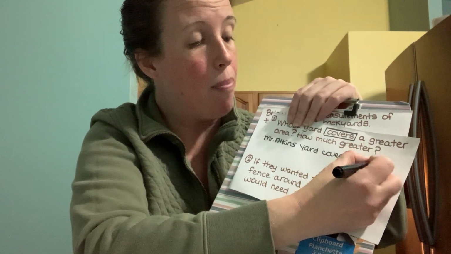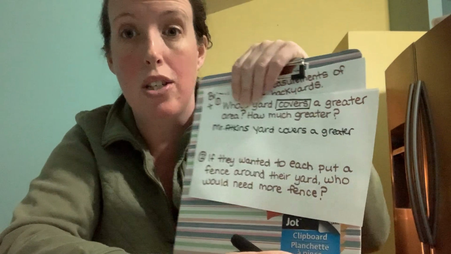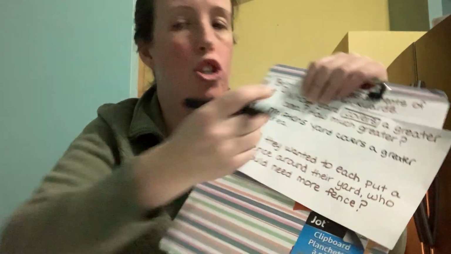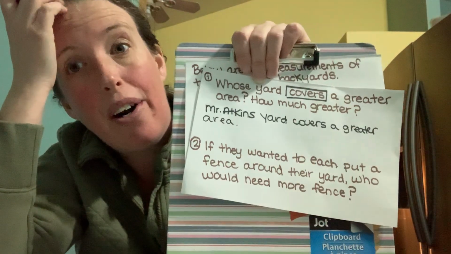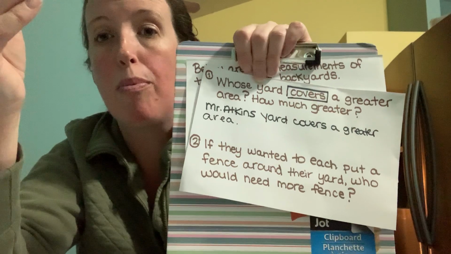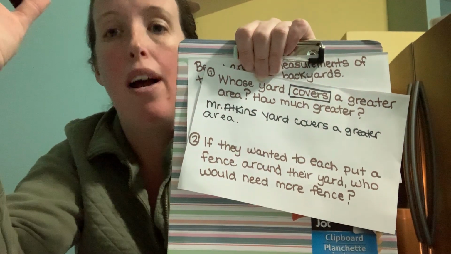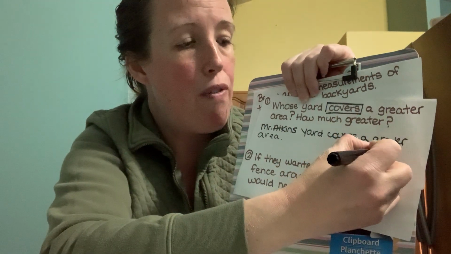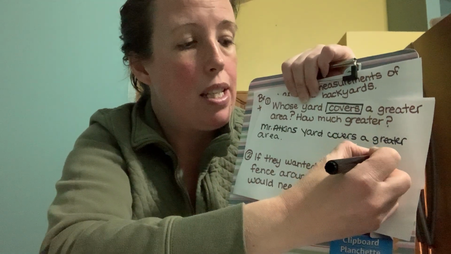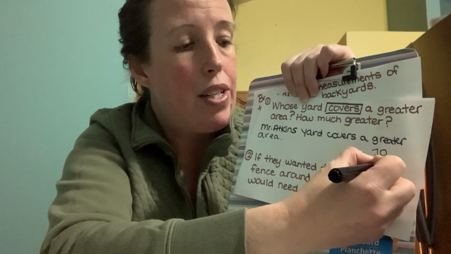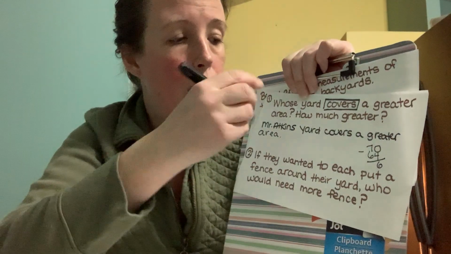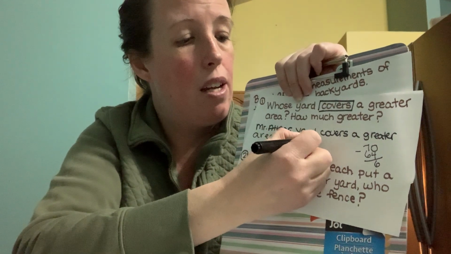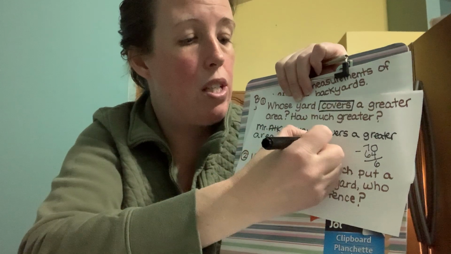And the second part of my question, remember, 2 question marks. I need 2 questions and 2 answers. It says how much greater. So that means I'm comparing. I'm comparing Mr. Atkins to Mr. Bradley. And whenever I compare, I always subtract to get my answer. So I'm going to be subtracting the 70 for Mr. Atkins minus the 64 for Mr. Bradley, and the difference is 6. So it is 6 square yards greater.